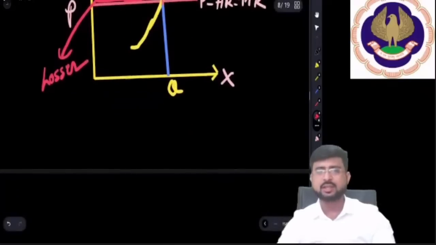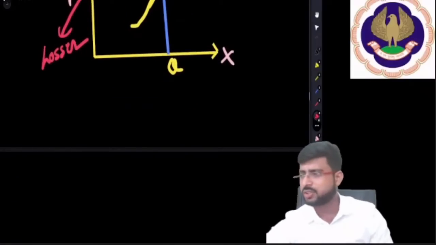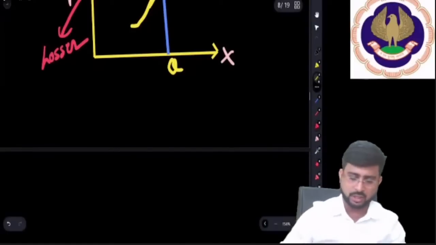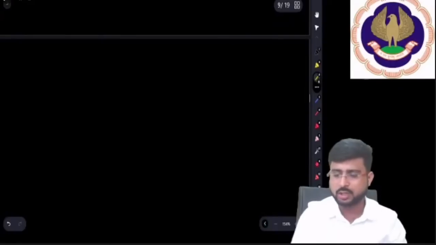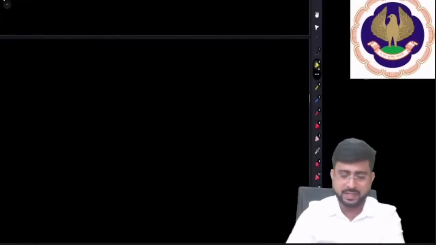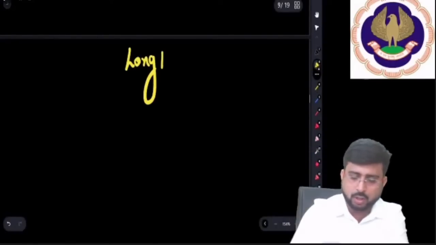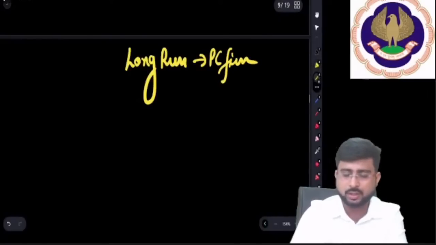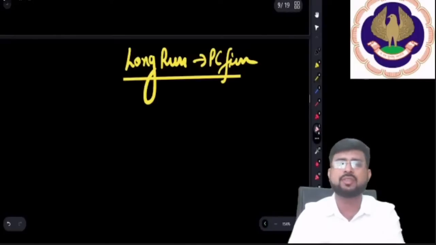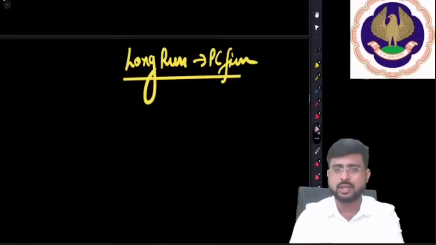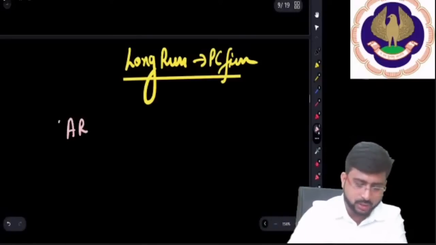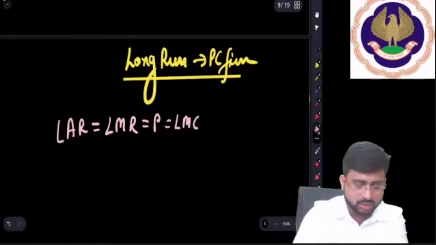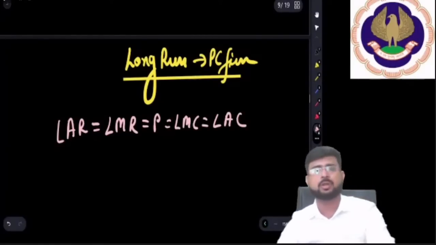So another thing that you need to remember about the long run, which is the only important part about the long run in a perfectly competitive firm, is that in the long run, the price, average cost, everything is the same. Average revenue, marginal revenue, price, long run marginal cost, and long run average cost. Obviously there is no variable cost concept in the long run.